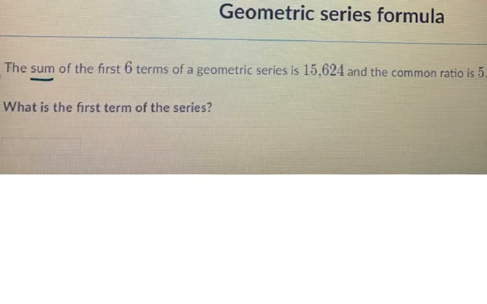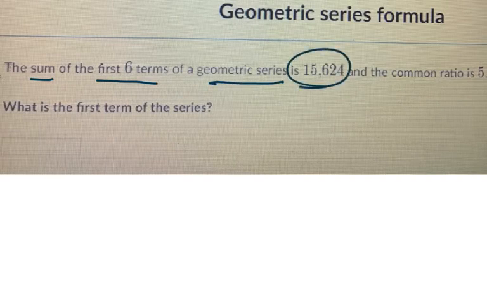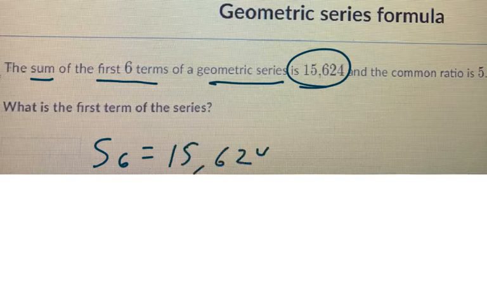They told us the sum of the first 6 terms of a geometric series is this. So, what they just told us is S sub 6. Remember, we want the sum of the first 6, and we already know it's 15,624. They told us the common ratio is 5. And they want to know what the first term of this series is, right?